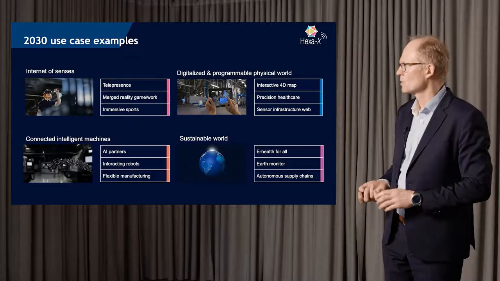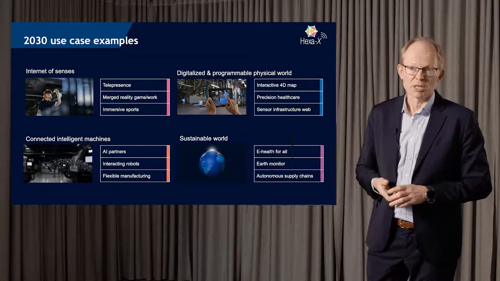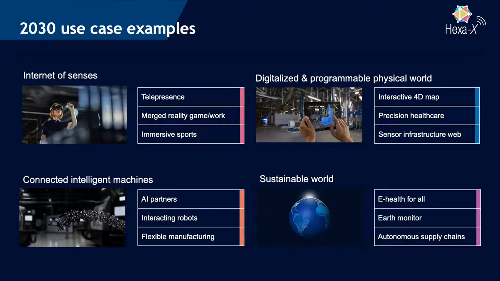So looking a little bit closer at these use cases. We have the Internet of Senses, this immersive experience, we have the telepresence, we have a lot of these merged things, so merged reality, game and work situations. And you can think about a lot of entertainment, immersive sports, for example. The connected intelligent machines is more of a new thing that we will see. And here we will have these interacting robots that will be heavily used in an Industry 4.0 situation in a very flexible, fully digitalized manufacturing site, for example.